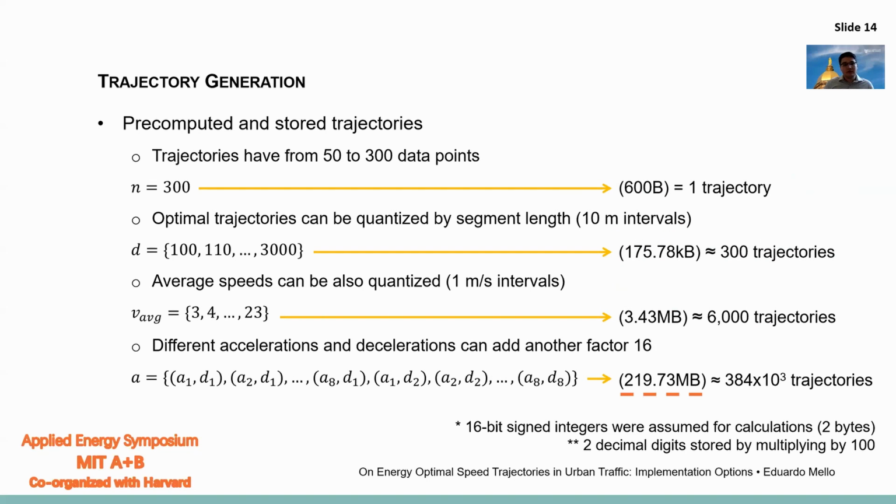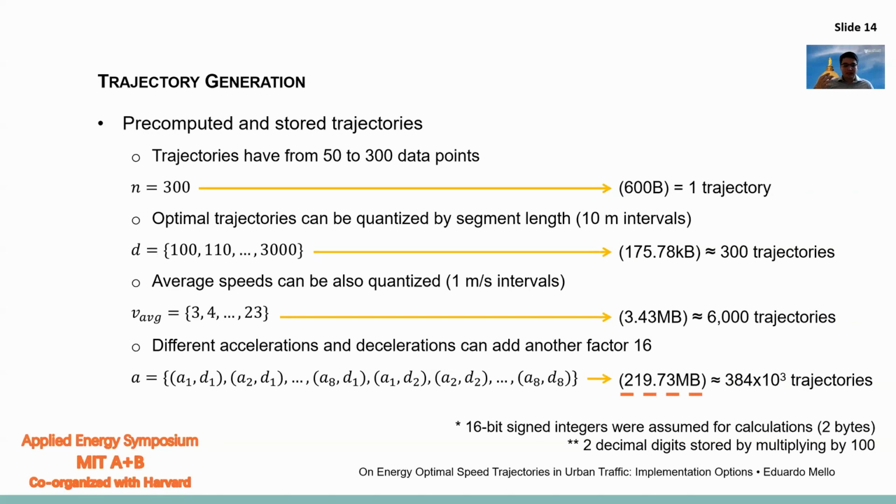In addition to the execution of these optimal speed trajectories, we have to think about the real-time generation of these trajectories. One way to work around the real-time calculation is storing a pre-computed data set of possible optimal speed trajectories. Knowing that optimal trajectories have between 50 and 300 data points, and assuming the upper bound of 300 data points, we can quantize distance segments in intervals of 10 meters, for example, and average speeds in increments of 1 meter per second. If we assume the segment lengths optimized vary between 100 meters and 3,000 meters, and that our average speeds vary from 3 meters per second to 23 meters per second, we only get 6,000 trajectories.